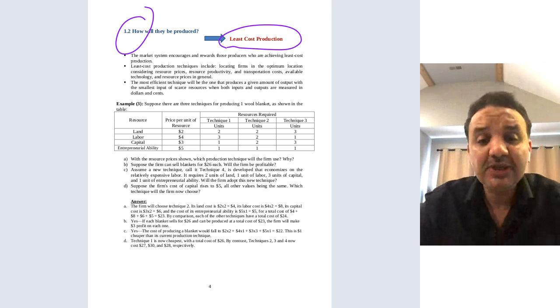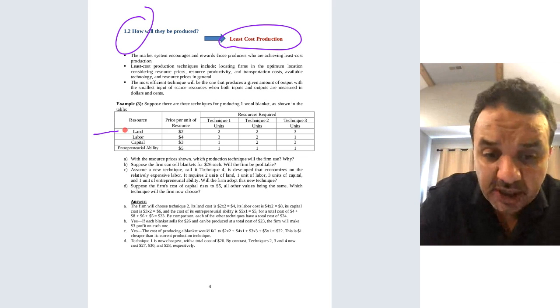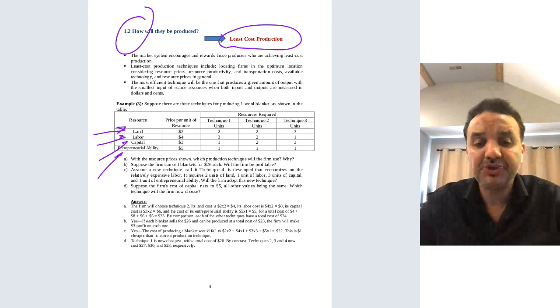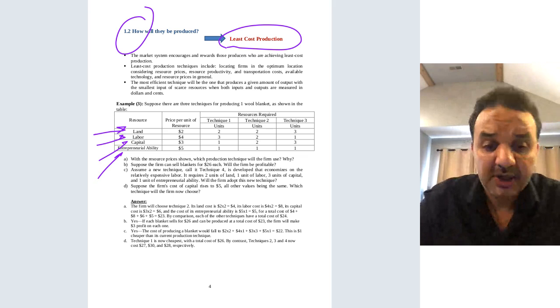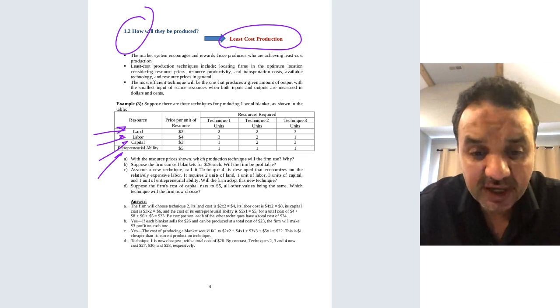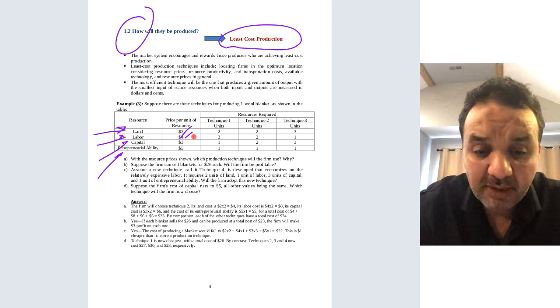Now let's focus on the resources you have. What are the resources which usually anyone has to have to make any business? Land, labor, capital, and entrepreneurship ability. Okay, let's look at this table. Here is the price for every unit. So these are the unit prices. One piece of land, for example, is $2. One unit of labor is 4. One unit of capital is 3, and so on.